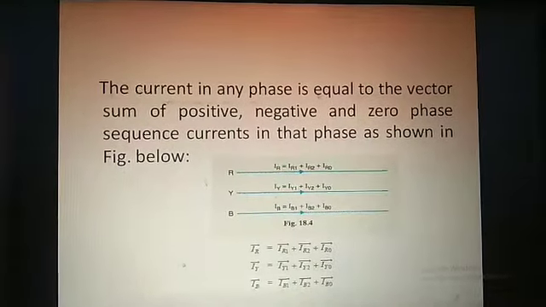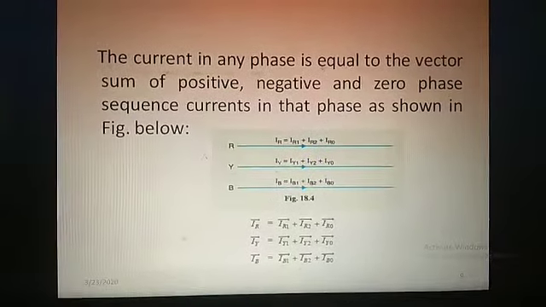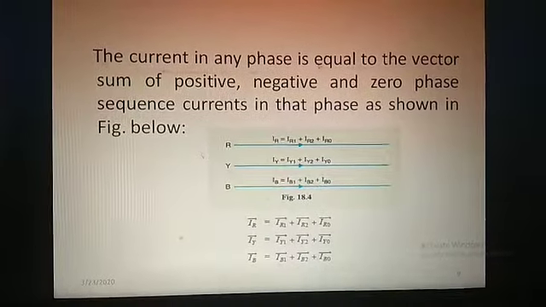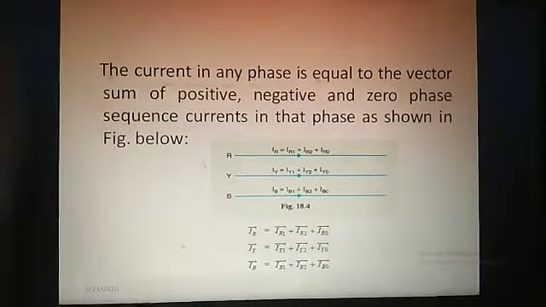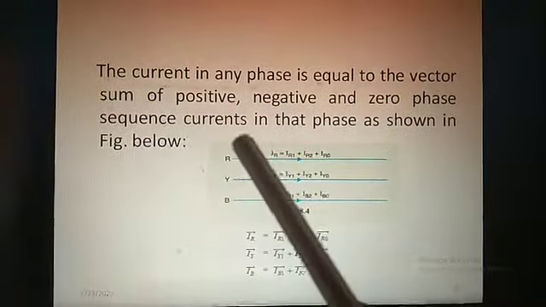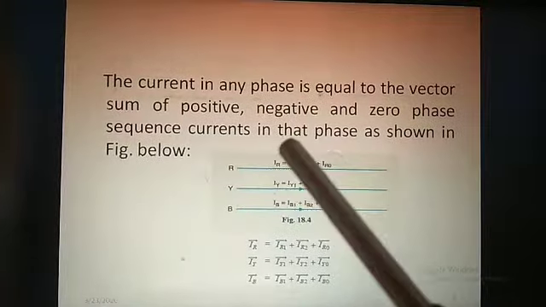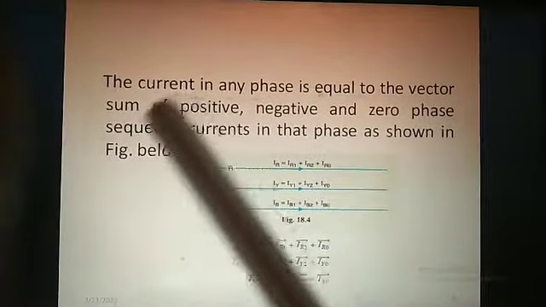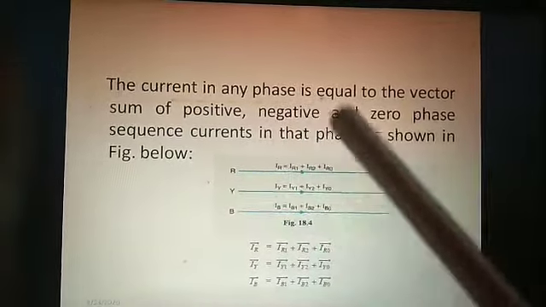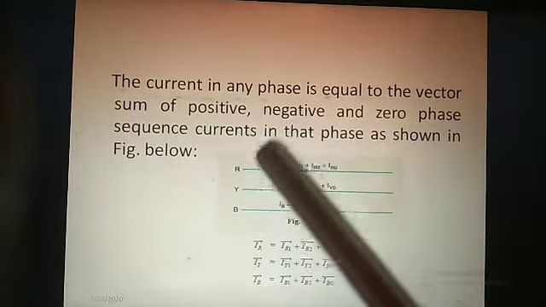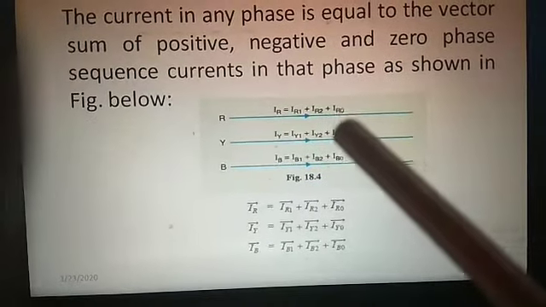The next one is very important. From the last concept, we can understand that the current in any phase is equal to the vector sum of the positive, negative and zero phase sequence currents in that phase, as shown in the figure below. What is this actually? Look, we have three phases, R, Y and B. In R phase, the total current is IR. The current in a phase is equal to the vector sum of the positive, negative and zero phase sequence currents. That means IR has three components: IR1 positive, IR2 negative, IR0 zero phase sequence.